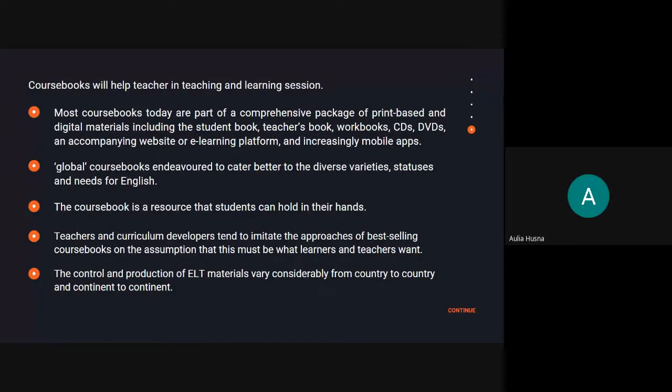Teachers and curriculum developers tend to imitate the approach of the best-selling coursebook on the assumption that this must be what learners and teachers want. The control and production of ELT materials vary considerably from country to country and continent to continent. Next.